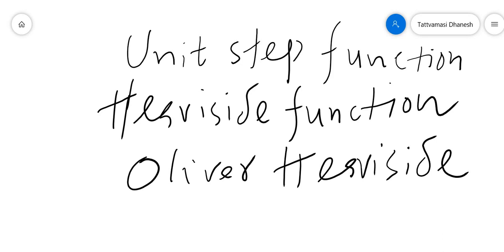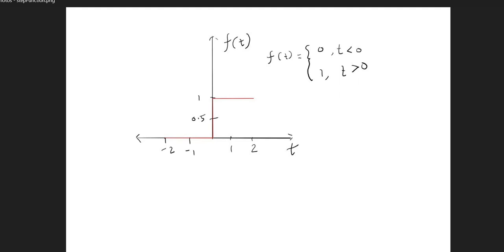If you want to see the graph, it looks like this. It's plotted in red. If we plot t, the function f(t) will be 0 when t is less than 0. So if t is less than 0, like -1, -2, at that time the function f(t) is 0. That means it's passing along the negative x-axis. And when t is greater than 0, the function gives a sudden jump to 1, and after that it stays constant. So the red color represents the unit step function.